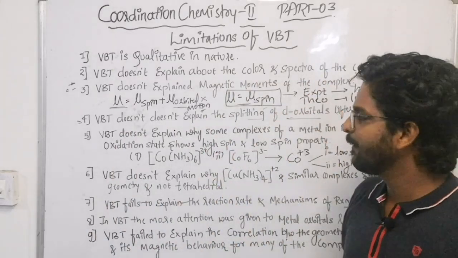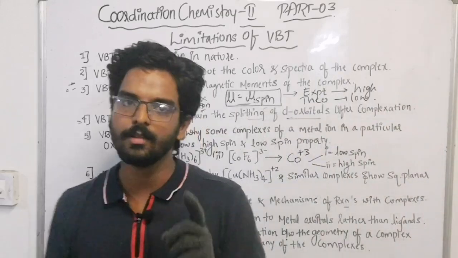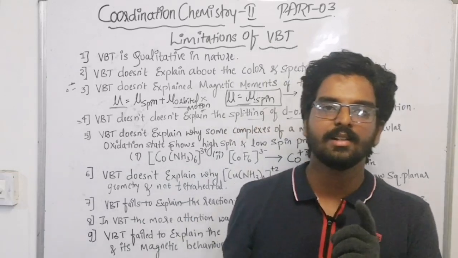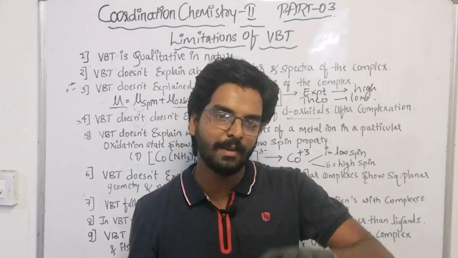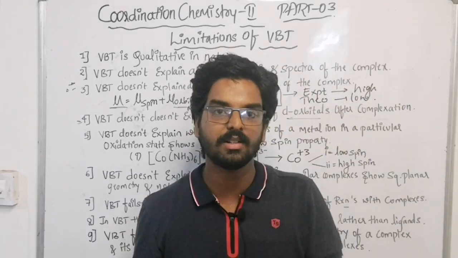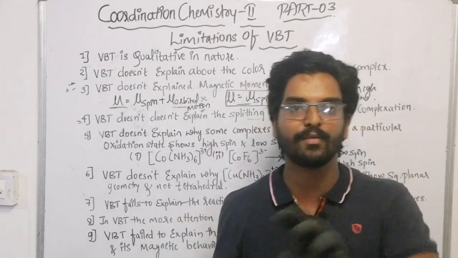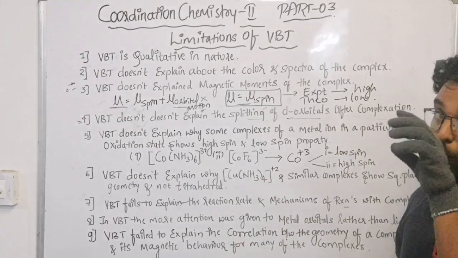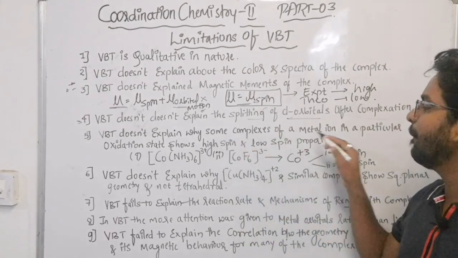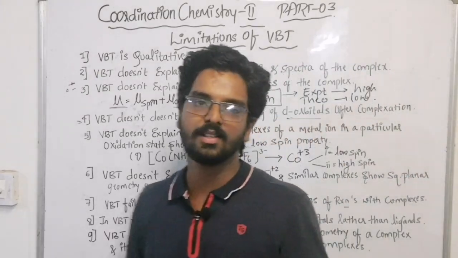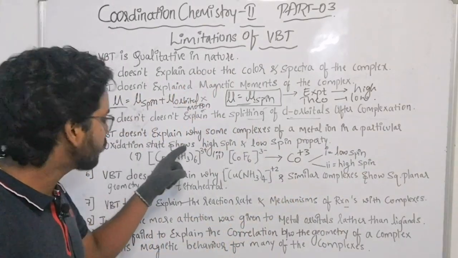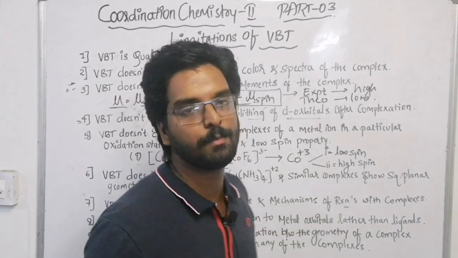And the very important fifth postulate, see here. I had said earlier, that is, VBT never explains the type of the ligand, whether a strong ligand or a weak ligand. So if you see here, VBT doesn't explain why some complexes of a metal ion in a particular oxidation state show high spin and low spin property.